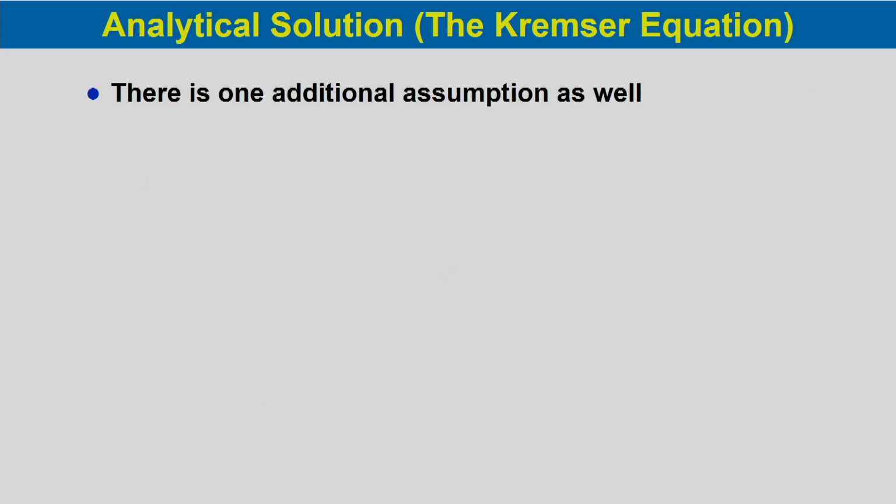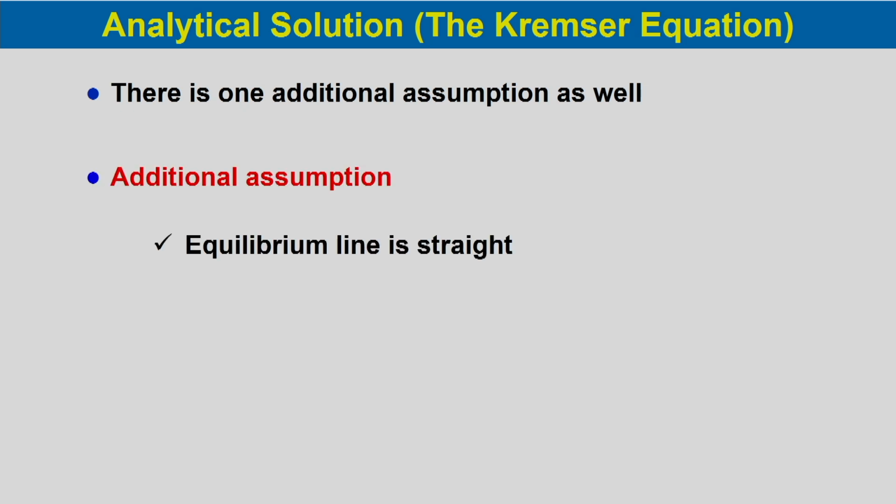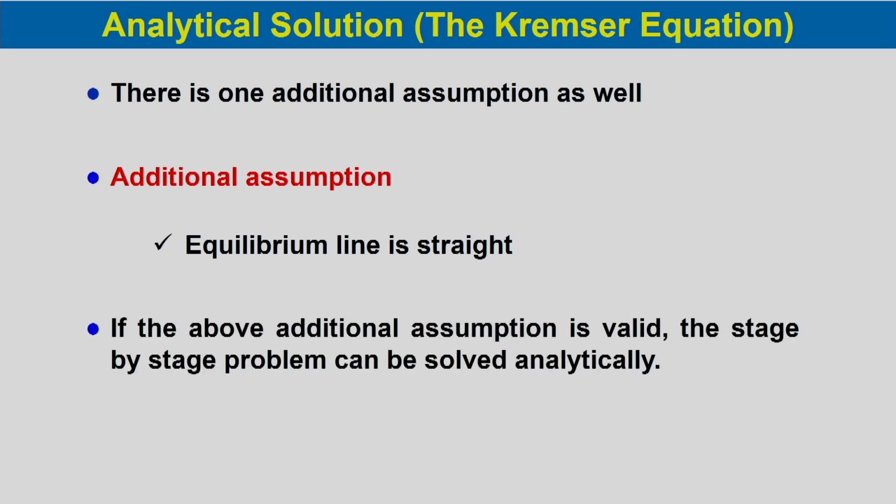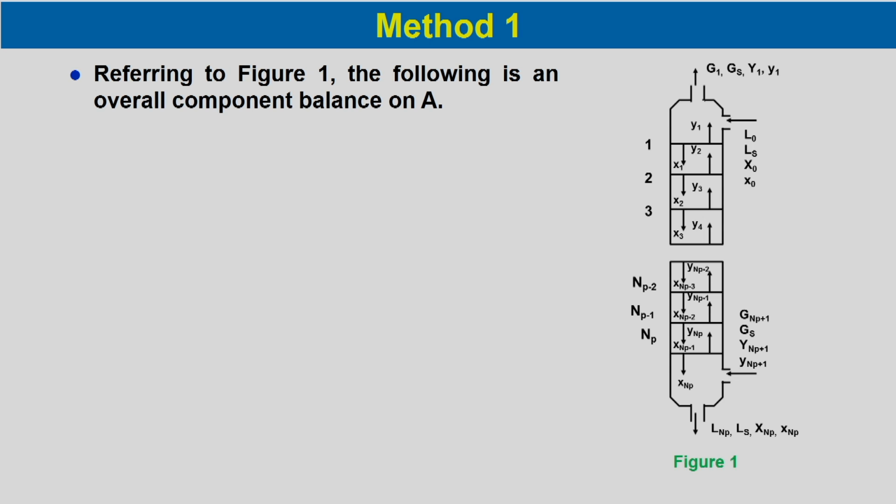If we consider another additional assumption, that the equilibrium line is straight, and this additional assumption is valid, then the stage by stage problem can be solved analytically. With these additional assumptions, our equilibrium curve will be straight and also our operating line will be straight. So, we can do the stage wise calculation analytically. So, we will discuss method 1. Refer to this figure, you can see that in this figure there are stages which are numbered from top to bottom.